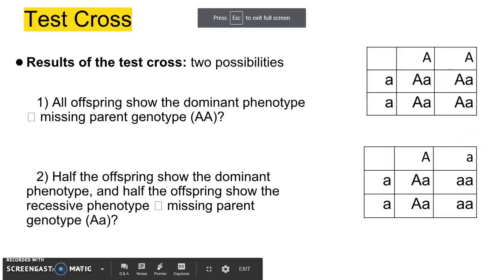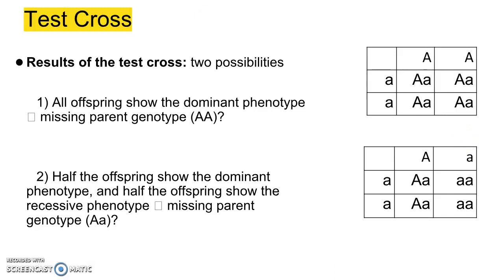So again, if all of your offspring show the dominant trait, that means the parent was homozygous dominant, big A, big A. And if half of your offspring show the dominant trait and half show the recessive trait, that means the parent was big A, little a, heterozygous.